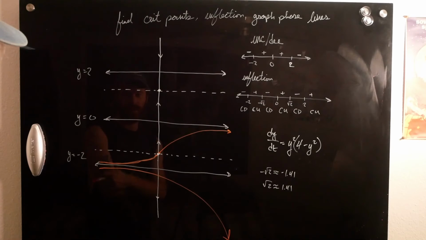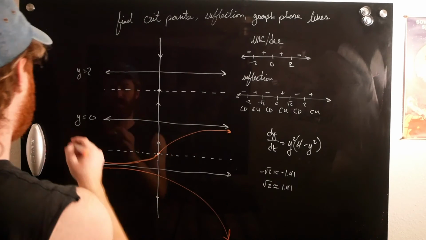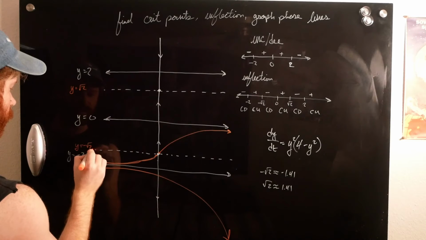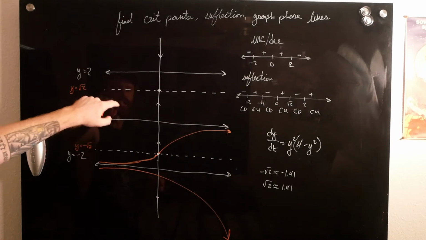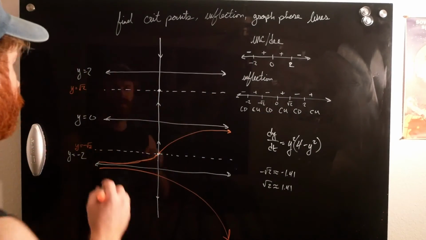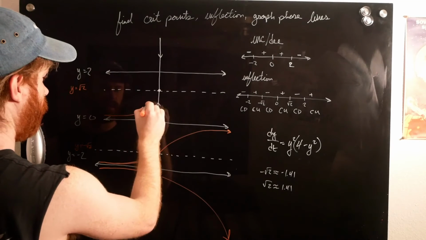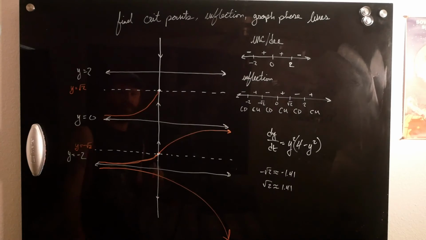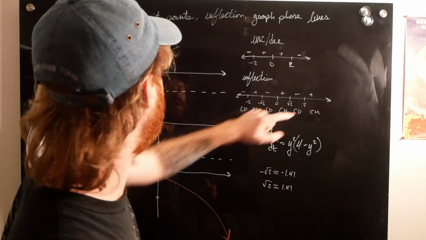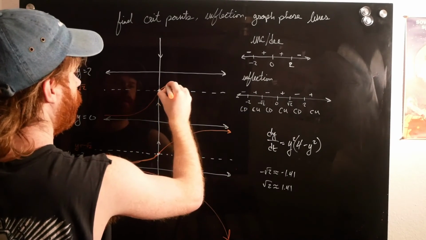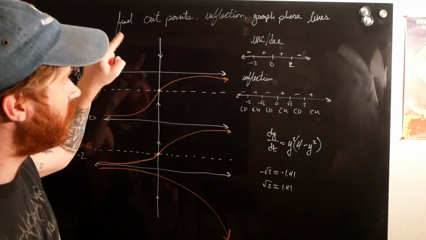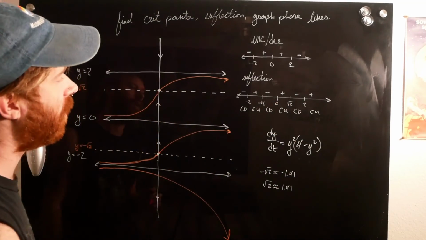Now from 0 to root 2, I'm going to go ahead and mark these as y equals root 2 and y equals negative root 2 for that line. Okay, so from 0 to root 2, we have concave up, still increasing. And then from root 2 to 2, it flips concavity, and we are concave down but still increasing. Just like that.